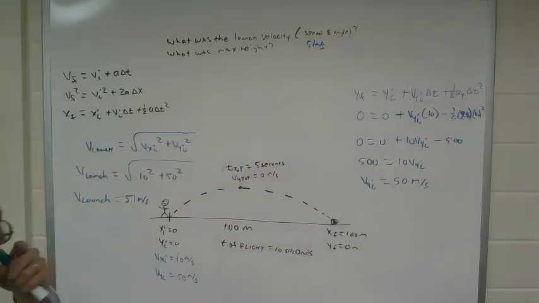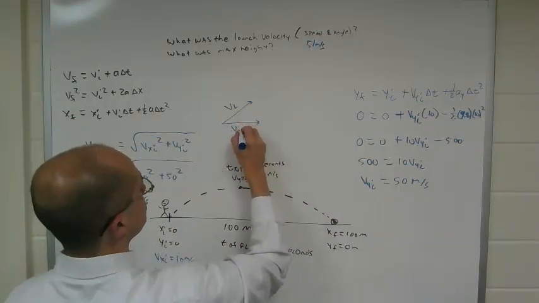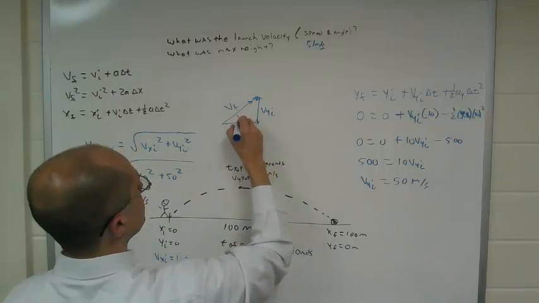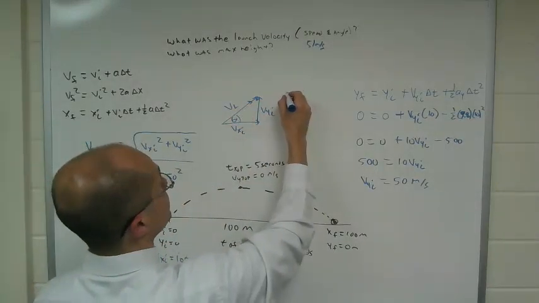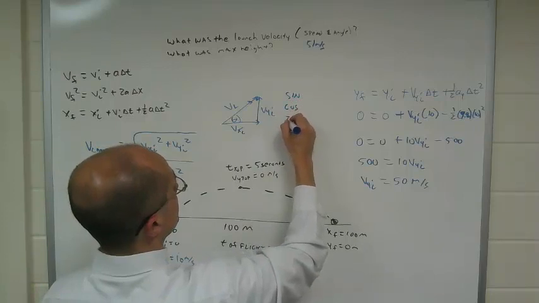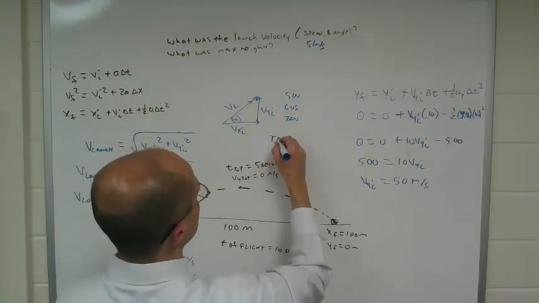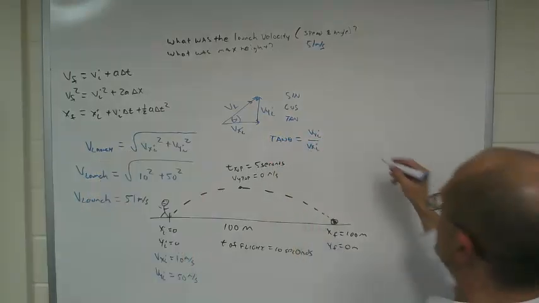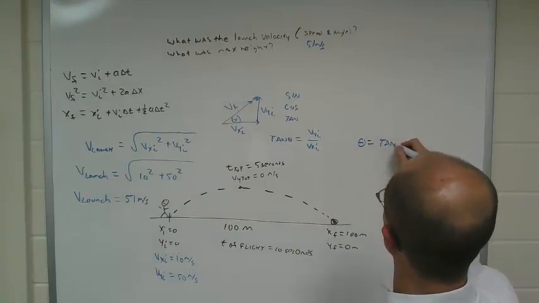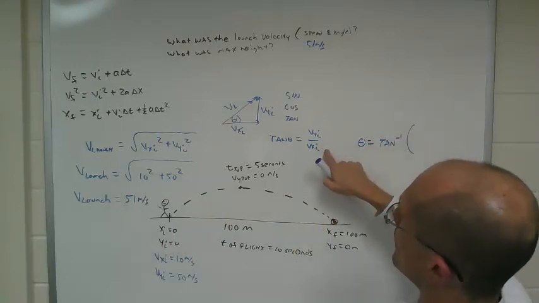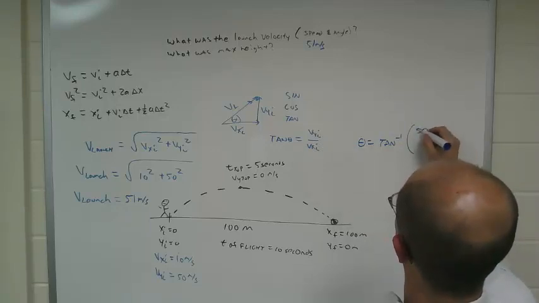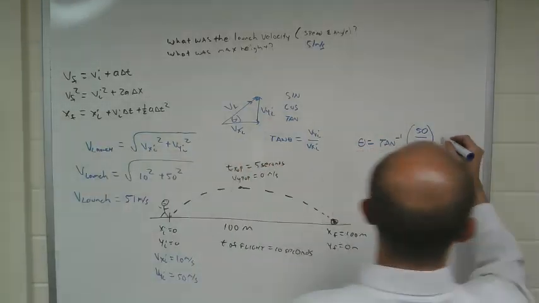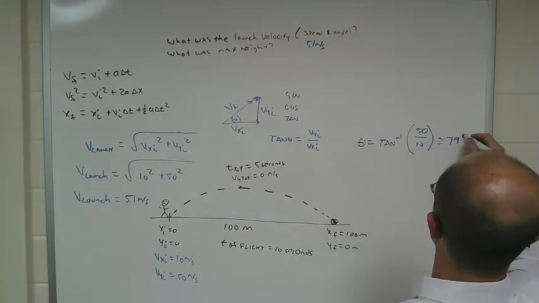How do we get the angle? There's several ways we can do it. This is Vxi, and this part of the triangle makes Vyi. So our angle theta, we can find it from any one of the sine, cosine, or tangent. We can just use the tangent of theta is going to be Vyi over Vxi. We see that theta is the inverse tangent of Vyi over Vxi, so it's 50 over 10, the inverse tangent of 5. And we get a launch angle of almost 79 degrees.